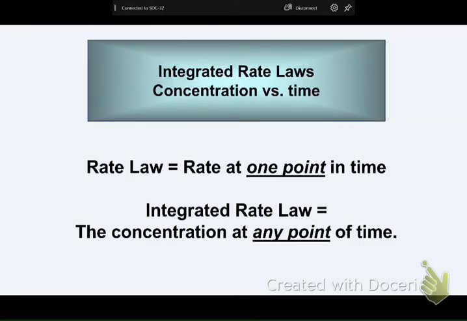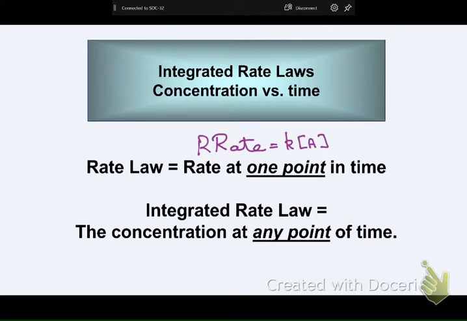All right, so we're going to talk about integrated rate laws. And the big difference between what we were doing before and what we are doing now is that in a rate law, remember, it's rate equals k times [A]. This gives you reaction rate only at one point in time. Whenever it's that concentration, that's what the rate law gives you, okay?